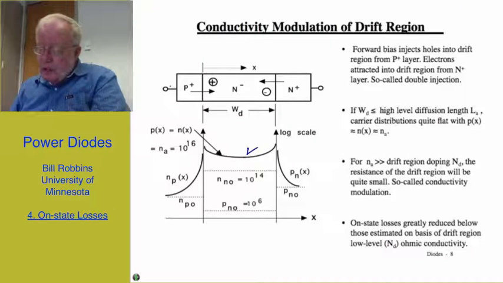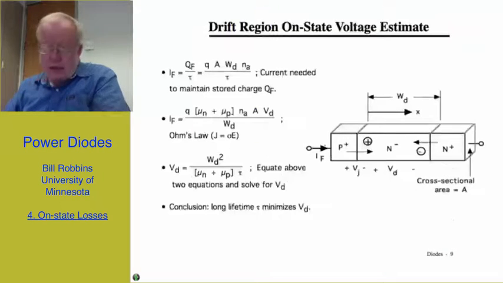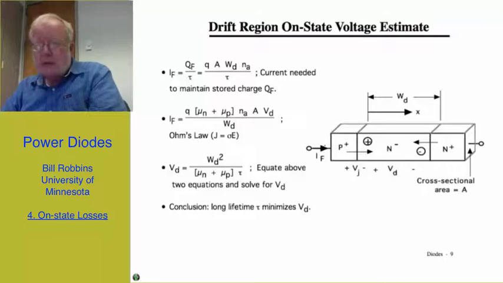Well, we need to be a little bit more quantitative than just making the statement we're going to reduce the on-state losses. We want to be able to calculate roughly what those are. And we can do it in the following way. We know that we have an excess carrier density in the drift region. And because of recombination mechanisms, we know that the total stored charge in the drift region is going to be decaying exponentially if we don't replenish the recombining carriers.